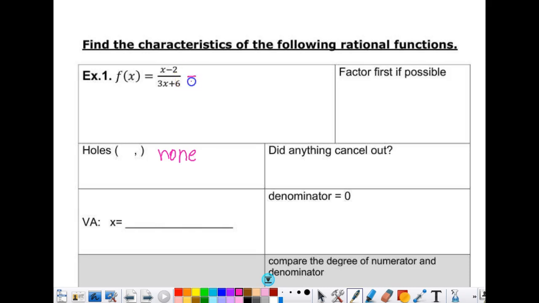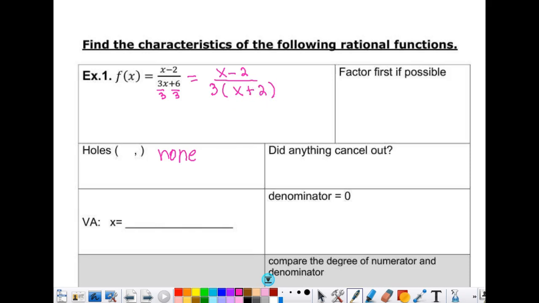So you can factor. I already kind of told you they're not going to have holes. So this bottom can factor, can it? You divide by 3. So make sure you include your GCF over here. When we were adding and subtracting those rationals, some of y'all were forgetting to include the GCF over here, and that was messing you up. So then you have x plus 2.